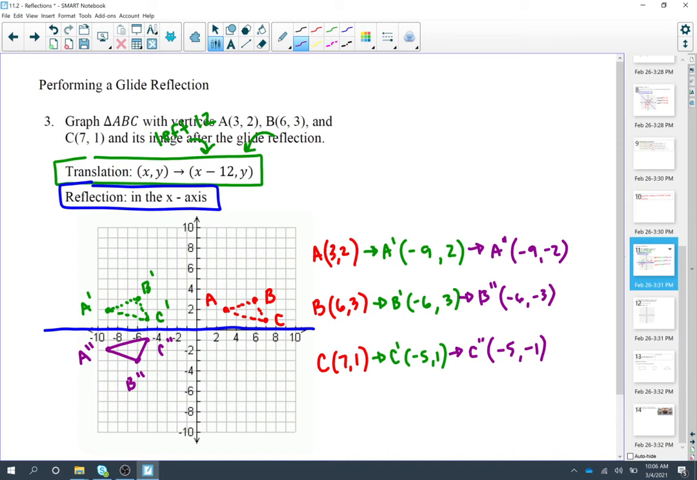And then also, if you just want to check that rule, notice that your x coordinates when you did that reflection did not change. But what happened with your y coordinates is that they just all turned negative. 2 went to negative 2, 3 went to negative 3, 1 went to negative 1.